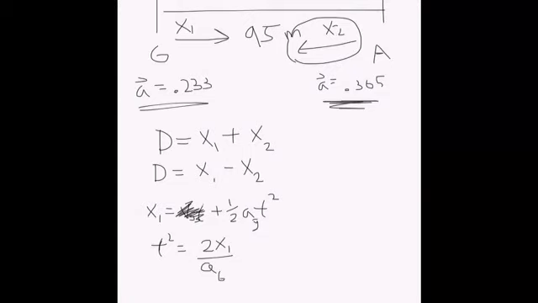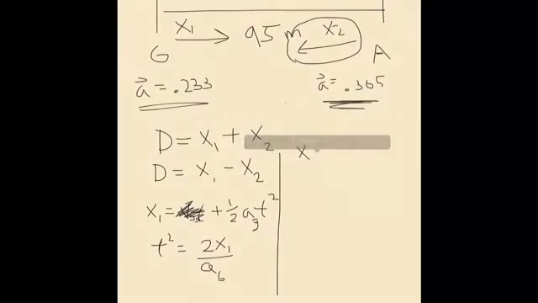Then, now we're going to look at Alfred's motion, right? I'm going to draw a little dividing line here. So we know that x2 is going to be equal to 1/2 a t squared, and this is Alfred's acceleration times t squared.